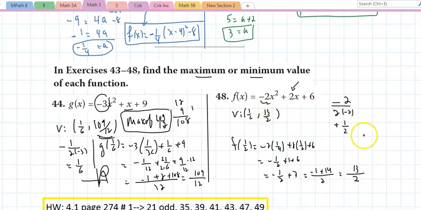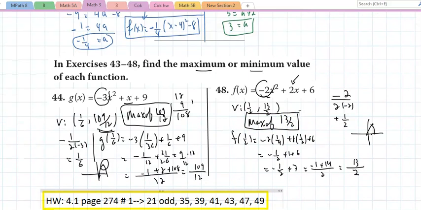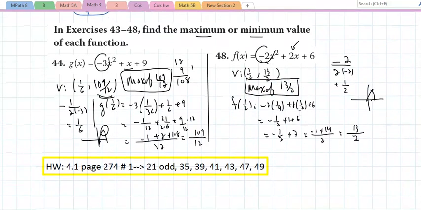So since this is kind of the vertex, half to the right, 13 halves up, 7.5. Since this opens down, that would be again a maximum of, and it's the y value, 13 halves or 7.5. And there's your homework on this section, and that concludes it.